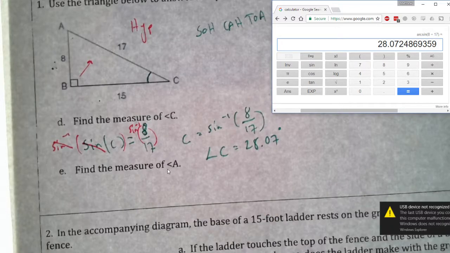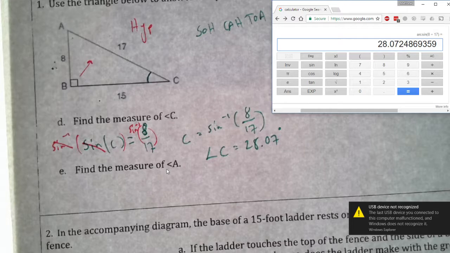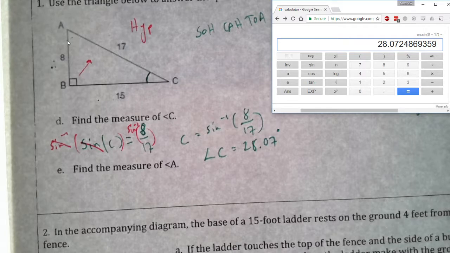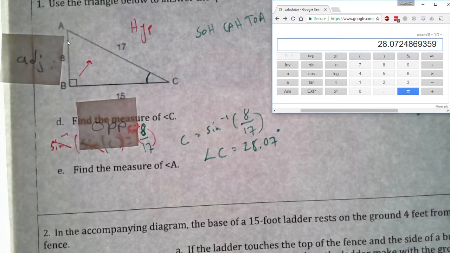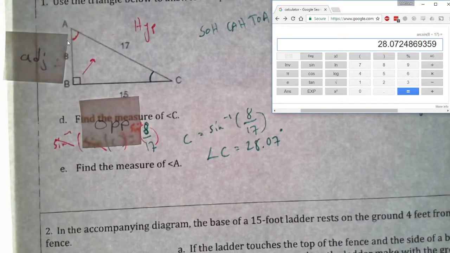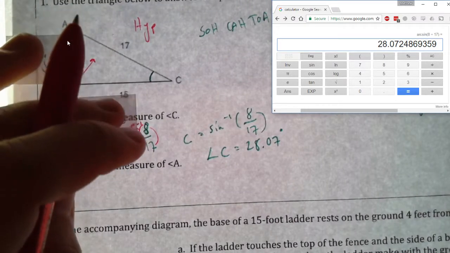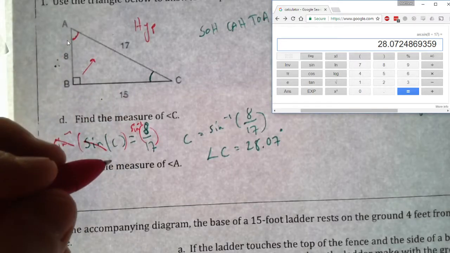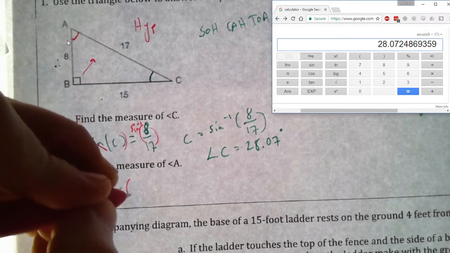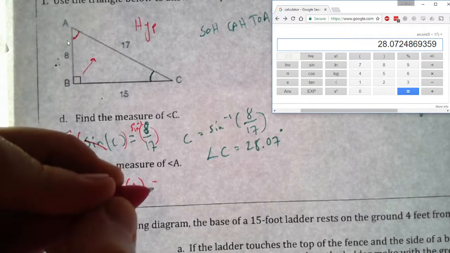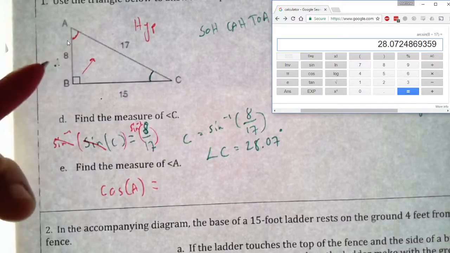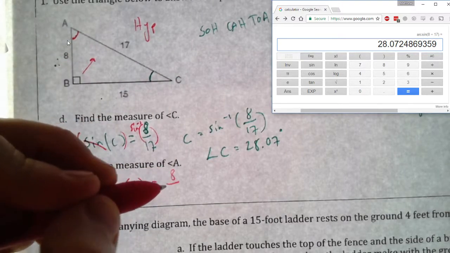Okay, next I want to find the measure of angle A. So angle A, the only difference here is I need to be careful about my opposite and my adjacent. Angle A, the adjacent is now back to 8. The opposite is over here because angle A is up here. We're not talking about angle C anymore. Here, I already used sine. I'm going to use cos. So this will be cos of A, which is going to be, cos is CAH, so it'll be adjacent over hypotenuse, 8 over 17.